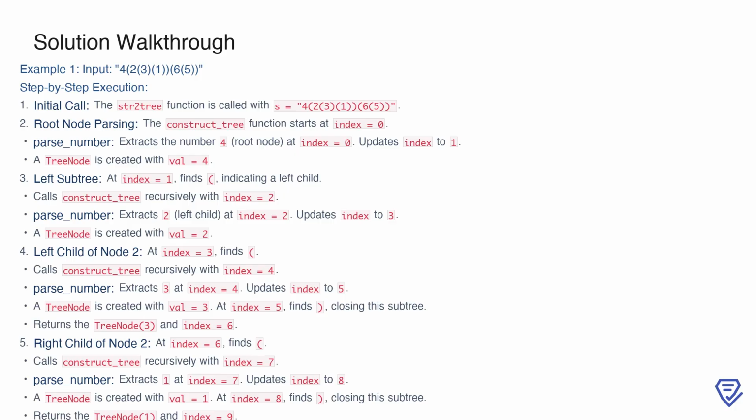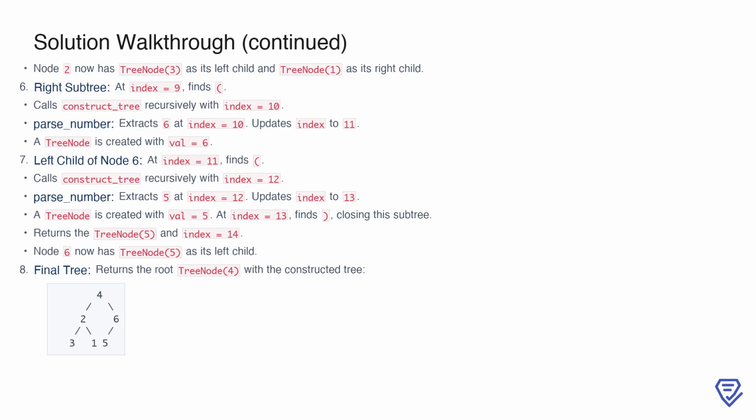Similarly, at index 6, another parenthesis indicates the right child of node 2. The number 1 is parsed, a tree node is created for it, and the subtree is finalized when the closing parenthesis is found. This gives us tree node 1 with the updated index of 9. At this stage, node 2 has both its left and right children constructed. With the left subtree complete, we now focus on constructing the right subtree of the root node.